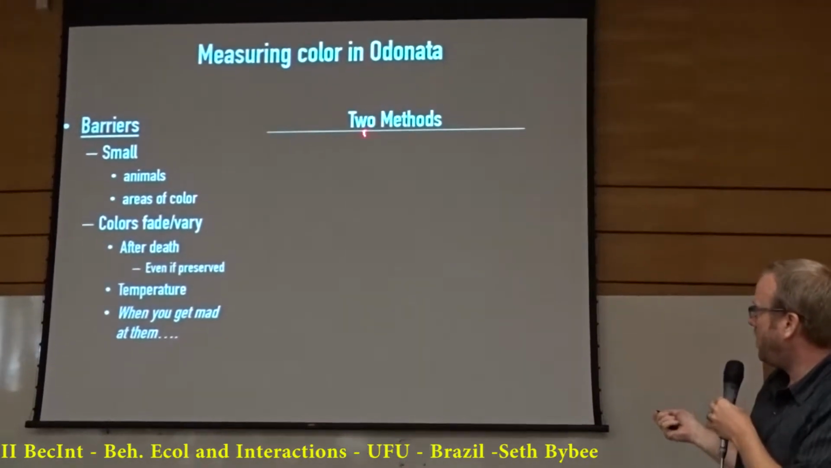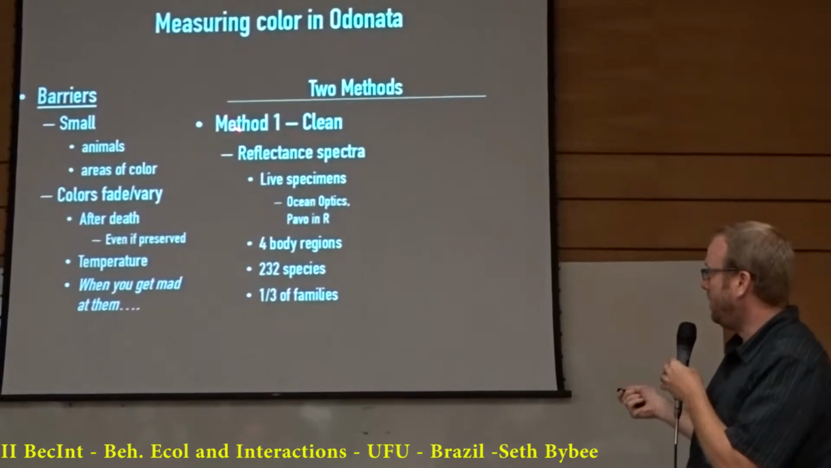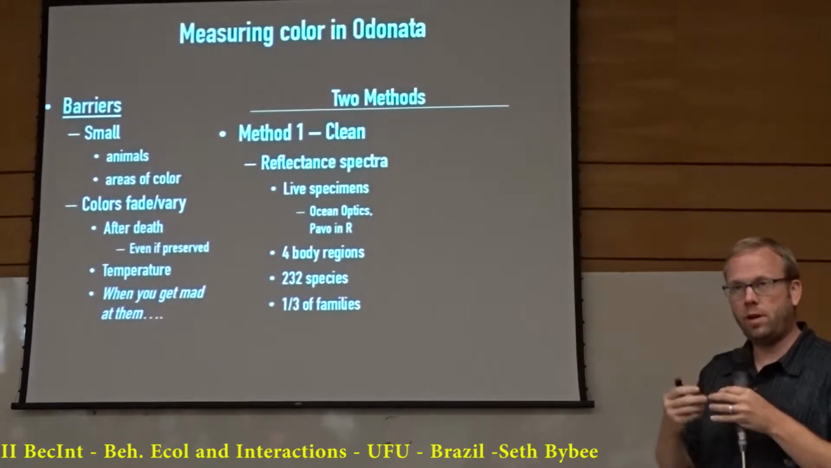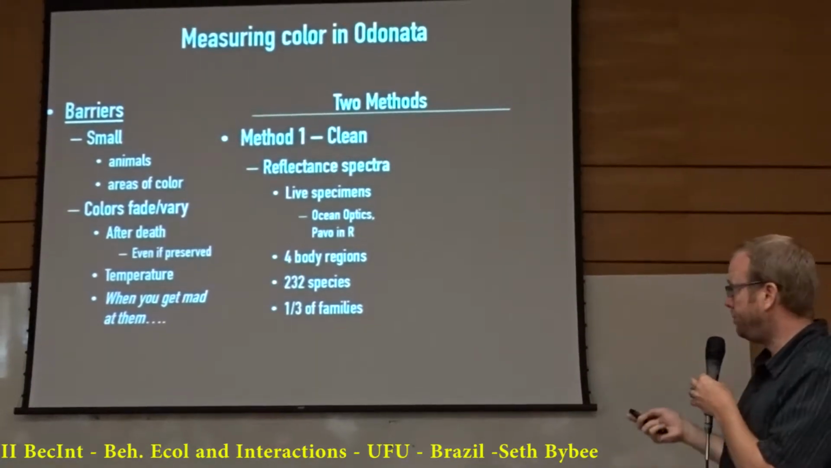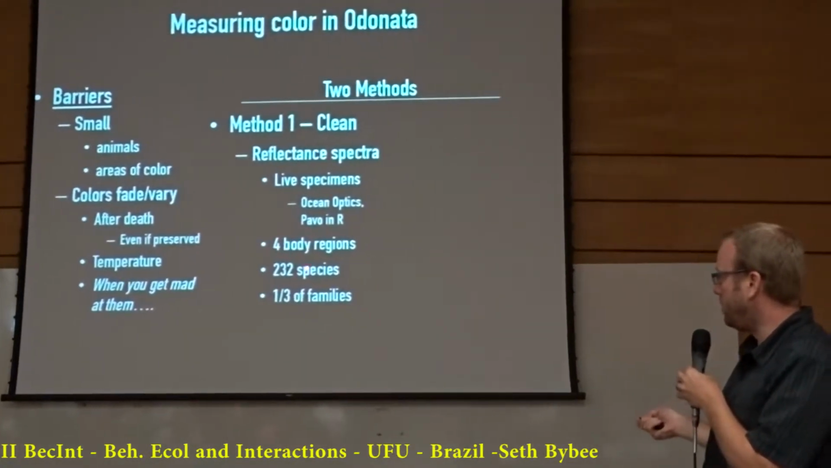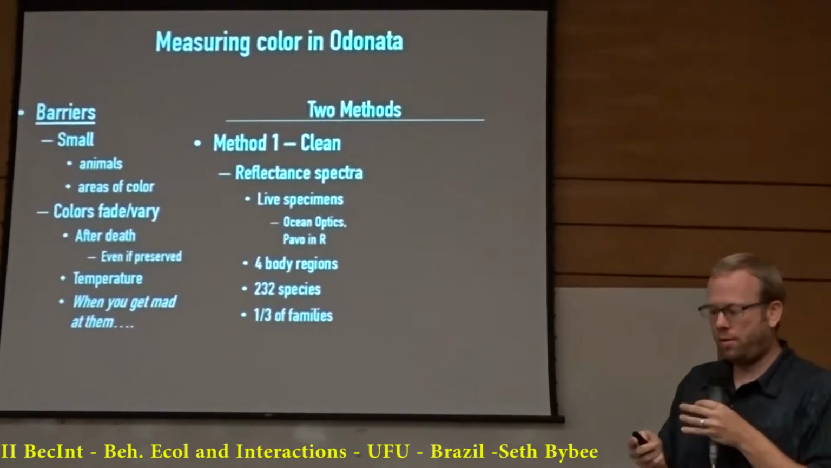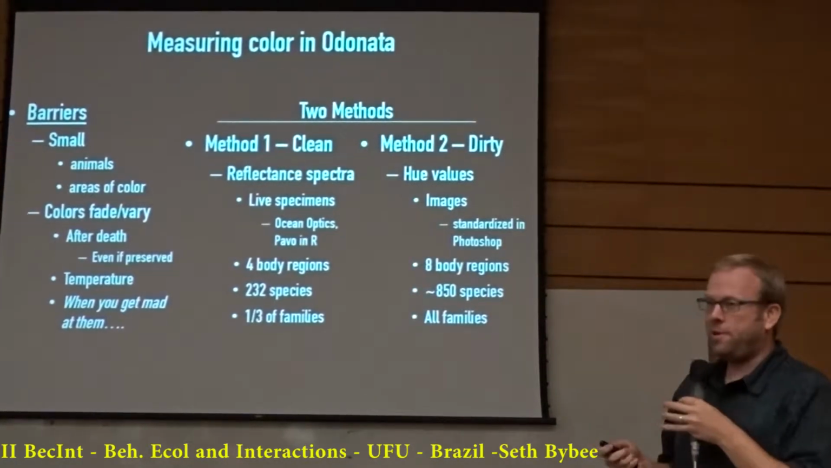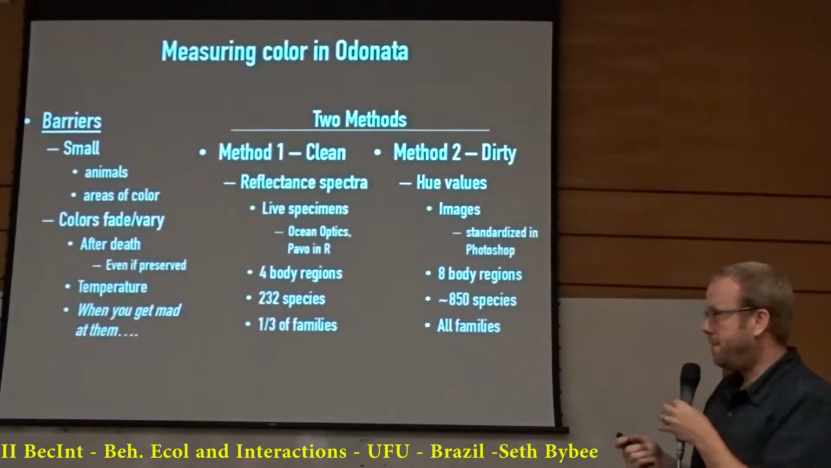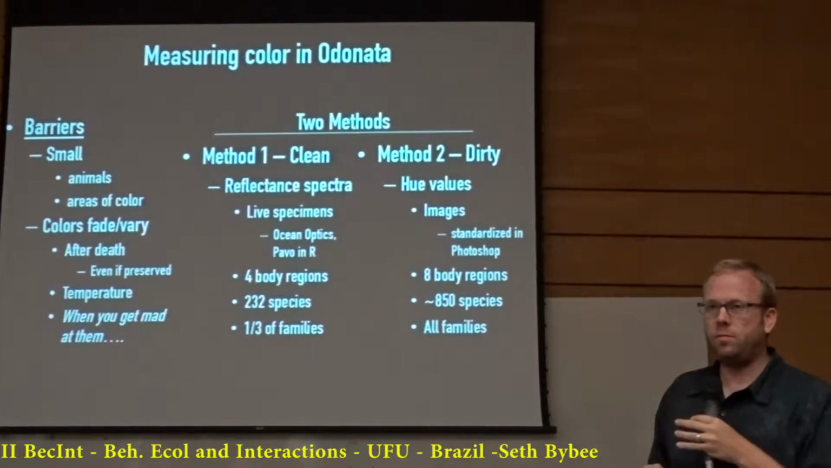And then we have two methods that we've used to measure color that help us with this difficulty. We have what we call the clean method, where we use reflectance spectra with a probe and we can measure the actual reflectance of light on a live animal or a newly captured animal. We use these different tools to measure it. We measured 4 body regions for about 232 species, mostly from Africa, representing about 1/3 of the families. The other method we call the dirty method, where we just measure from images, and we've measured 8 body regions for about 850 species and all the families.